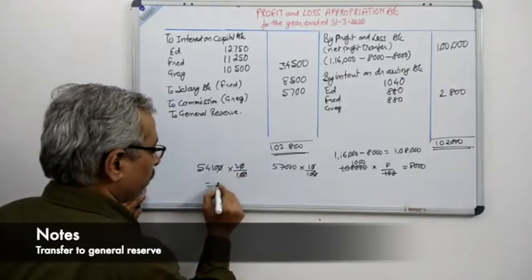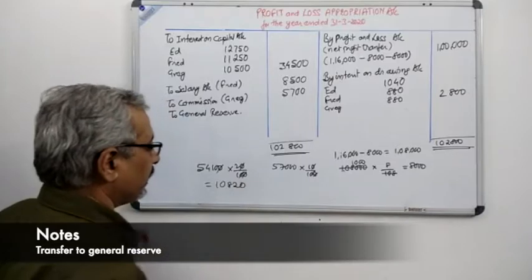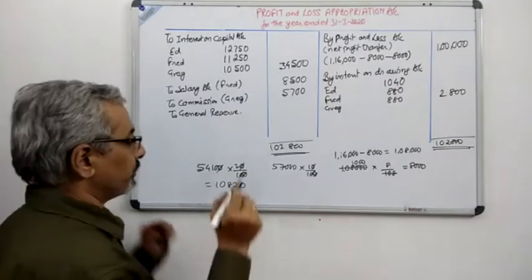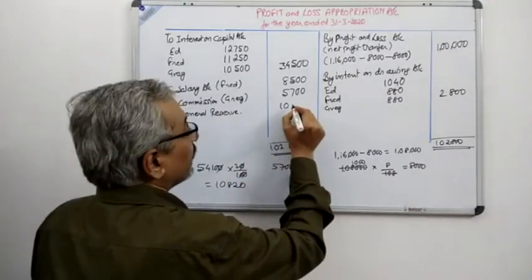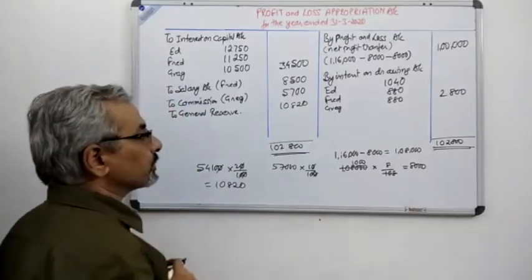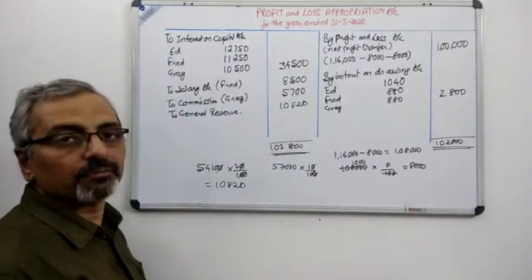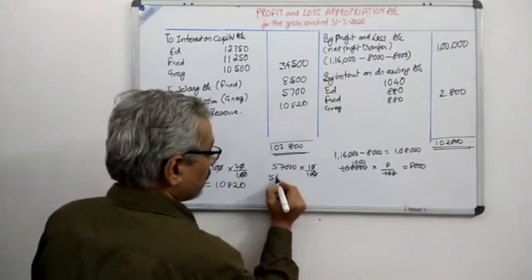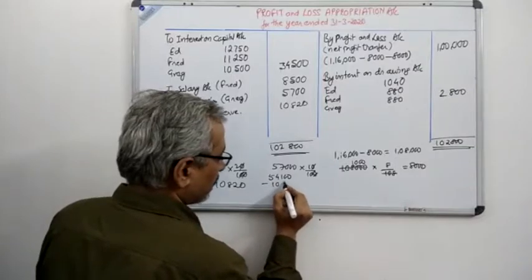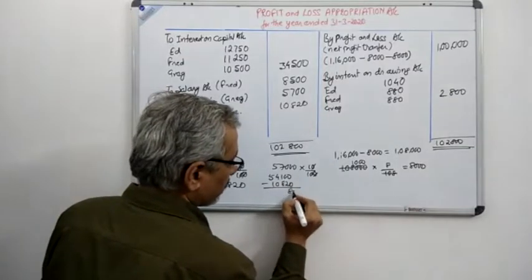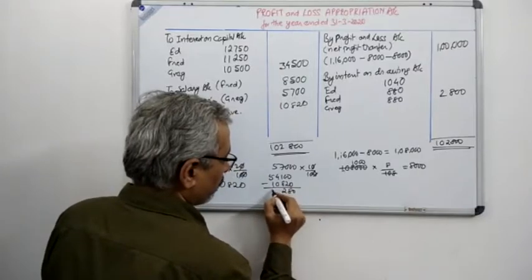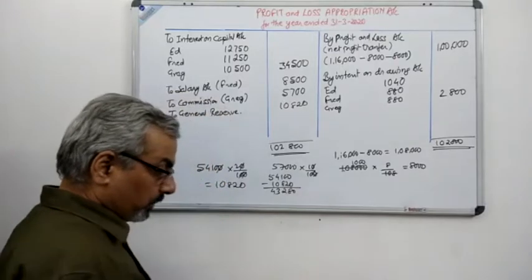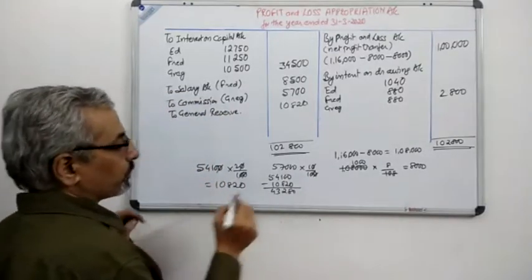You can see very carefully. So we are having 10,820. 10,820, that is 5410 into 2, that will be transferred to the general reserve. After that, we will have the share of profit to be transferred to three partners. So from 54,100, if we subtract 10,820, we are left with a figure of 43,280. So this 43,280 is the distributable profit.